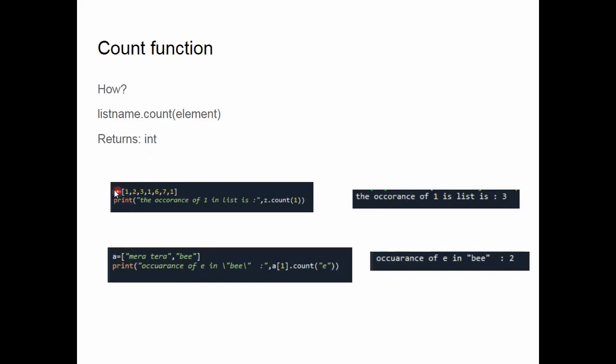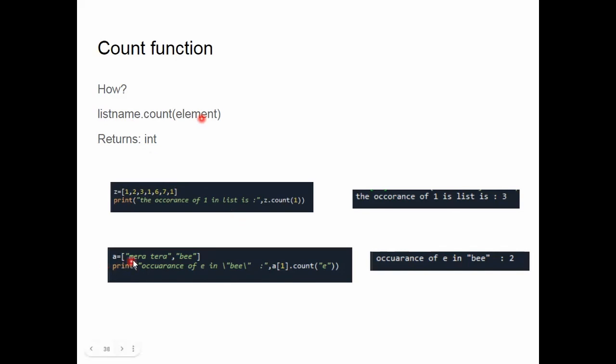So here we have Z, which is a list containing this many elements. I want to count the number of ones that appear here. So how many times is 1 repeated? It is repeated 3 times. So what is the method? The list name dot count, and the element which I want to count.